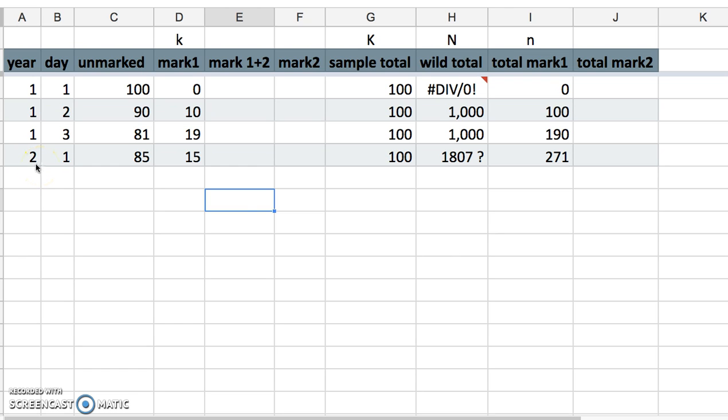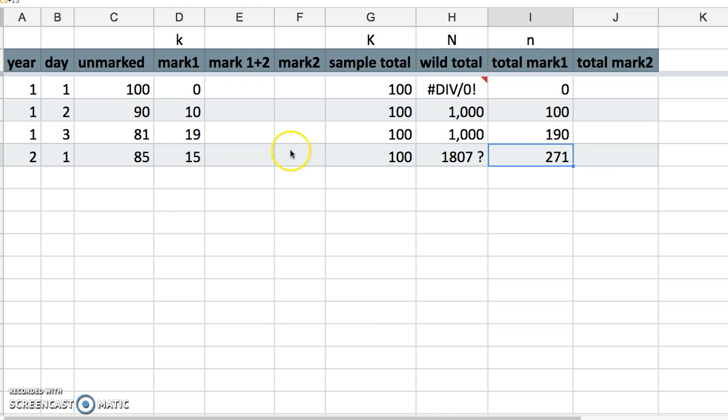So after a long, hard winter, I come back in year 2, and on the first day I collect a sample of 100 minnows, and I find that 15 of them are marked. Well, if I assumed that I had 271 marked minnows in the pond, then if I divide that by 15%, I would get a large number. But wait a minute. It's been many months since I released those minnows. I've got no confidence whatsoever that I still have 271 in the pond. So I cannot rely on that.